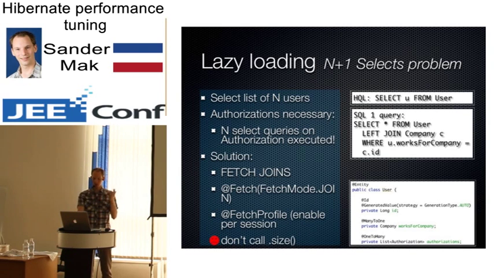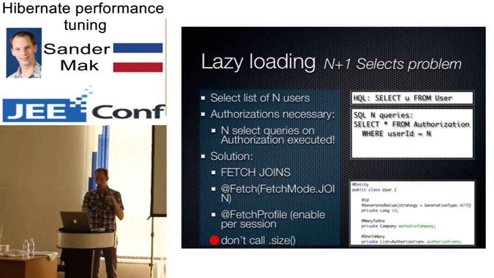So this is the original situation. We have this Hibernate query, select u from User, so retrieve all the users. And this results in one SQL query to get the users. And of course we're joining the company because that's an eager relation, so it will automatically be retrieved. But the authorizations are not retrieved. And while we're looping through this result set, we access the authorizations, and there will be 100 additional queries to select from the authorization table where the user ID is equal to the user that we're currently looking at.